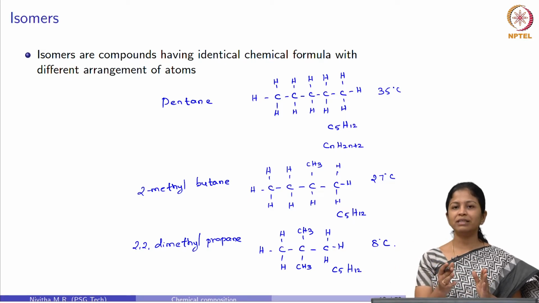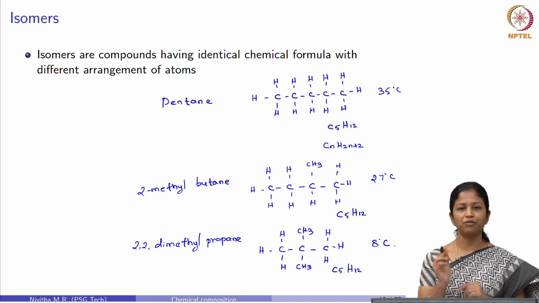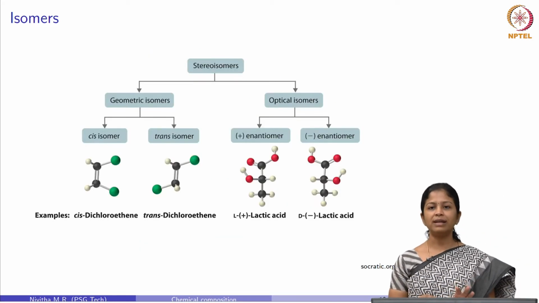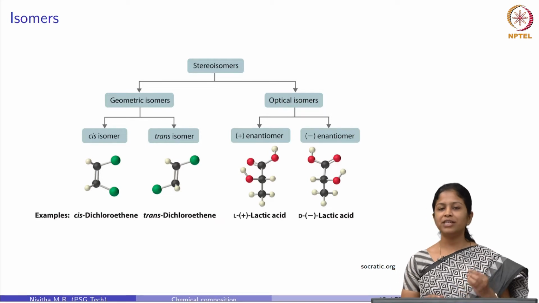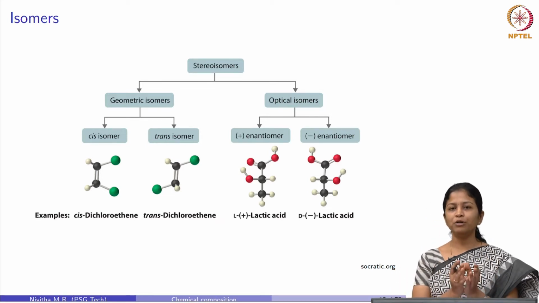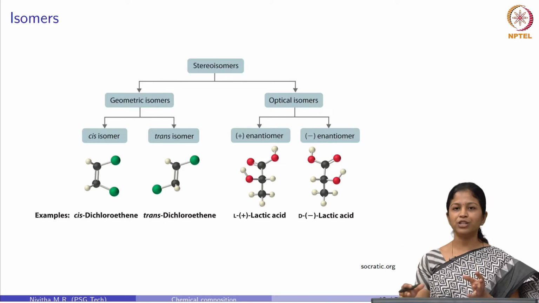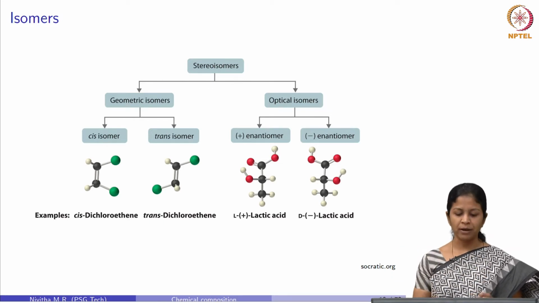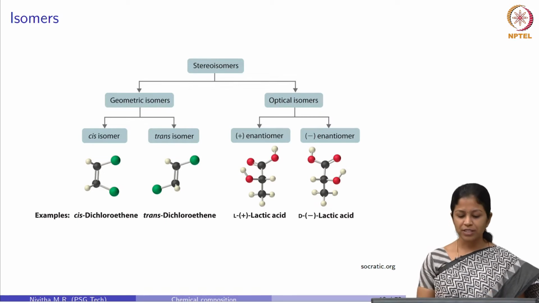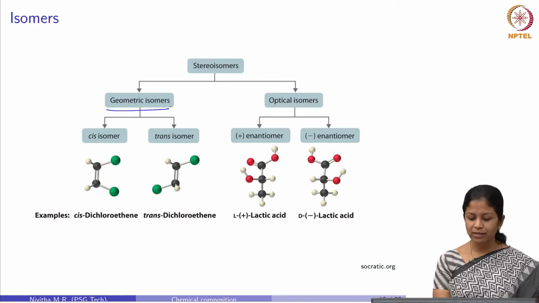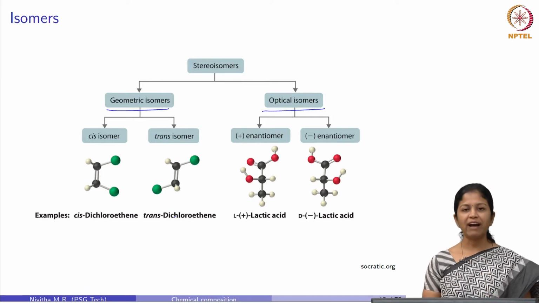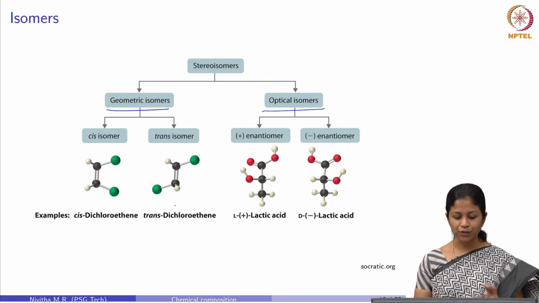So, it is very important that we study the isomeric properties of molecules to understand their physical properties. There is something called stereoisomers. Stereoisomers are compounds which have different structural arrangements, and the isomerism is because of their structural arrangement. Again, we have two classes of stereoisomers, geometric isomers and optical isomers. In geometric isomers, we have a cis form and a trans form.